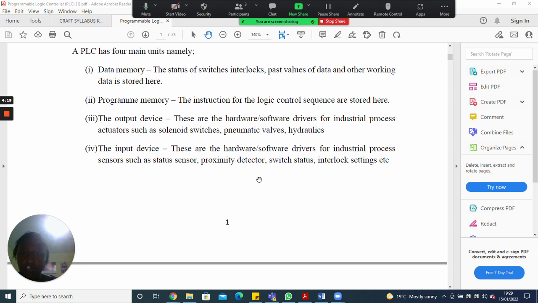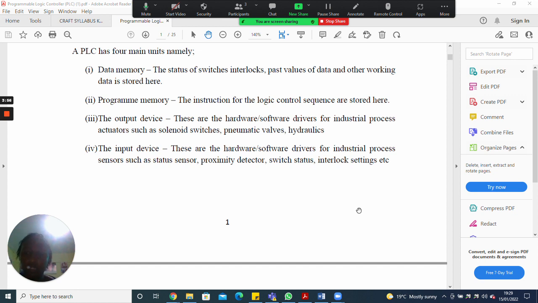In the last class, we defined what a PLC is, and we said it is the workhorse of automation. So in short, it is an automation device. So as we have said, the 4 main units of the PLC are the data memory, the program memory, the output device, and the input device.